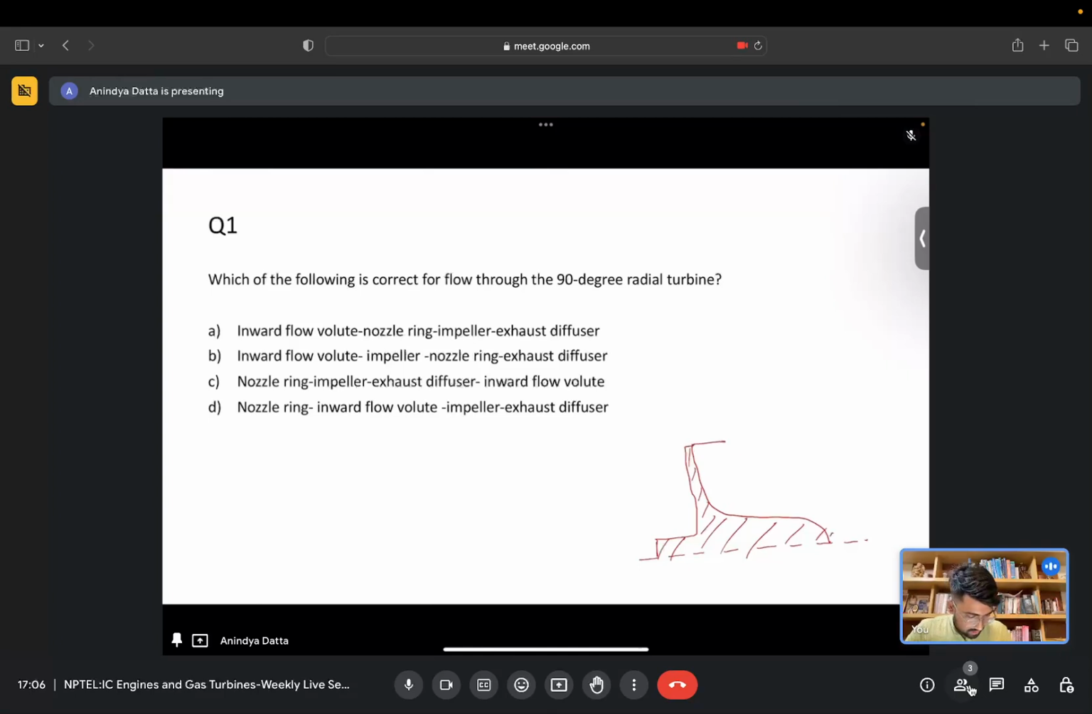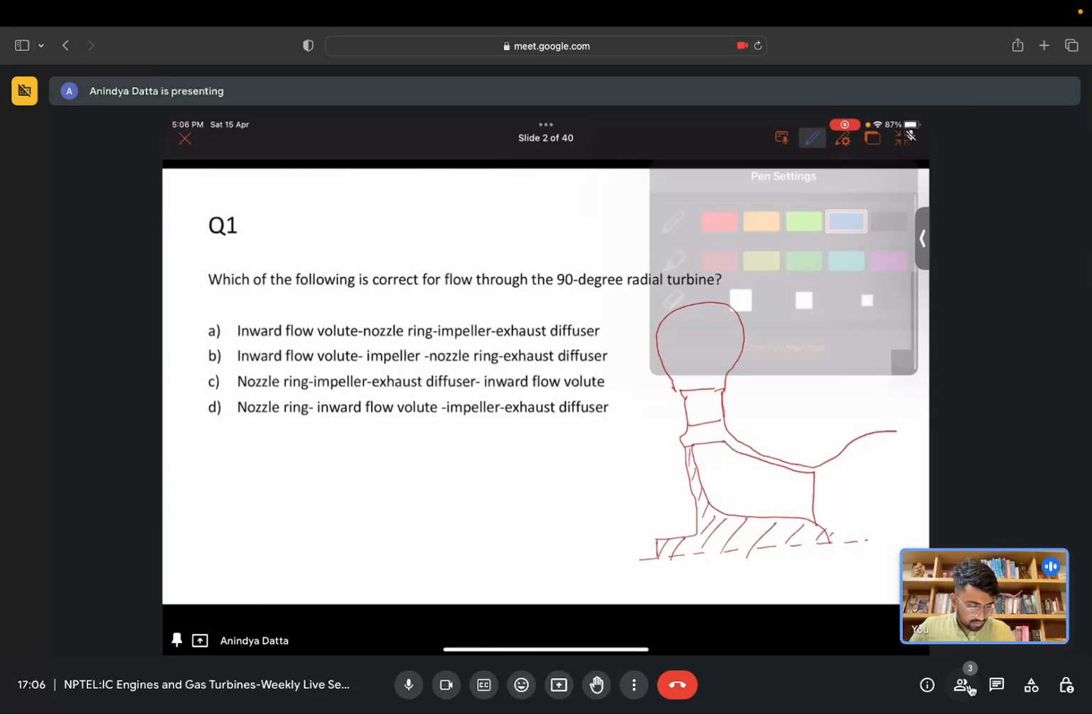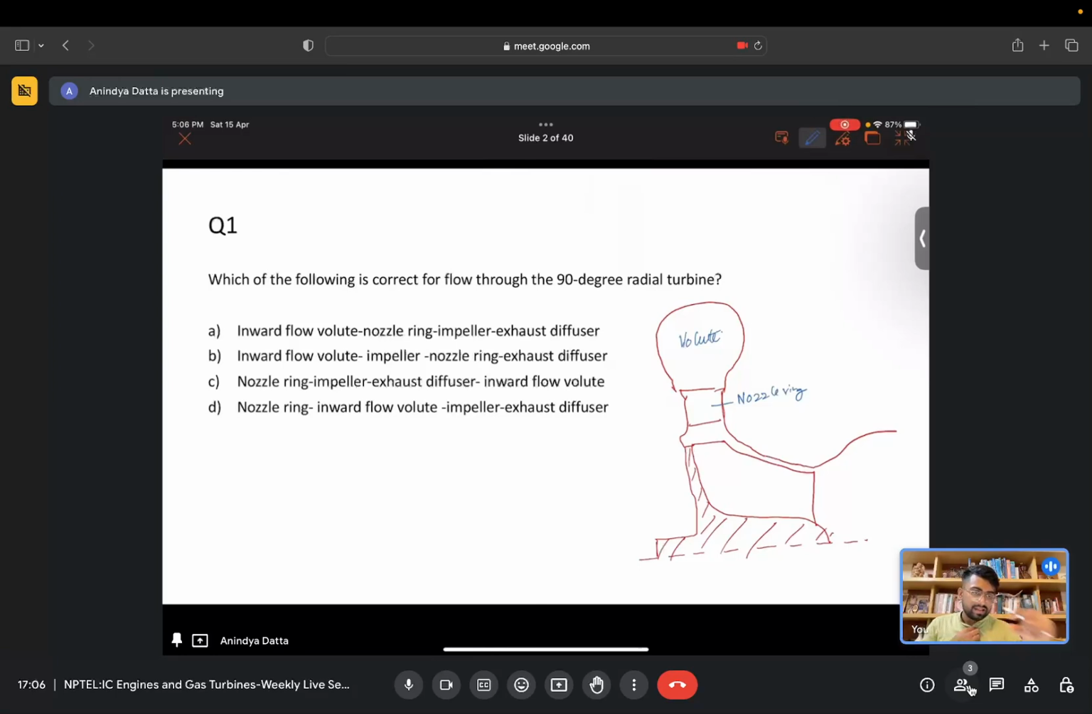So this is our impeller schematic. This is our volute. This part is our nozzle ring. You have an annular region and blade space, and the flow passage between each of these blades acts as a nozzle. Then this is our impeller and this is our diffuser.